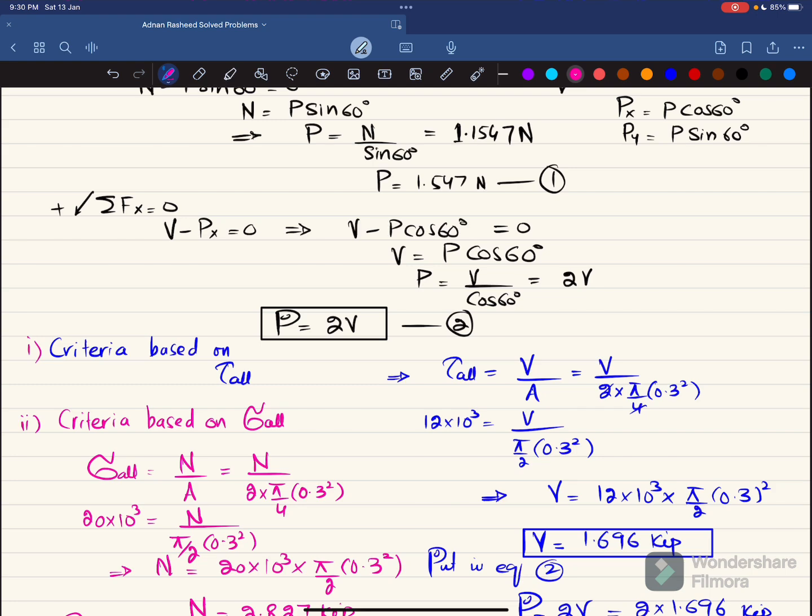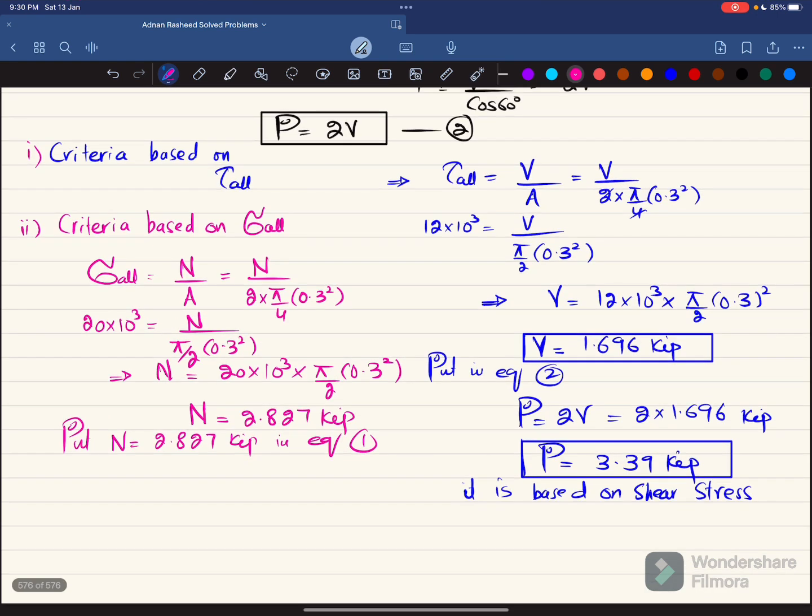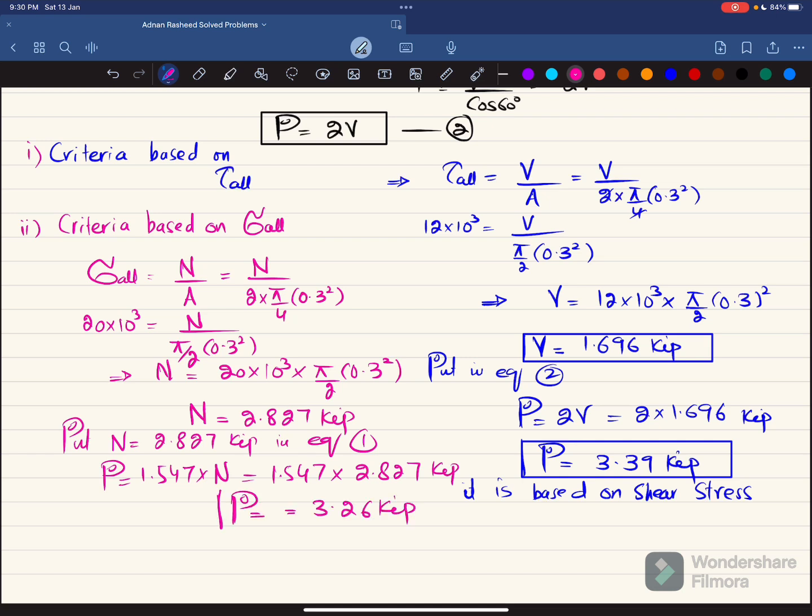Put N is equal to 2.827 kip in equation number 1. And what is equation number 1? P is 1.547 times N. So P is equal to 1.547 multiplied by 2.827 kips. You will get P is equal to 3.26 kip. And this P is based on normal stress.